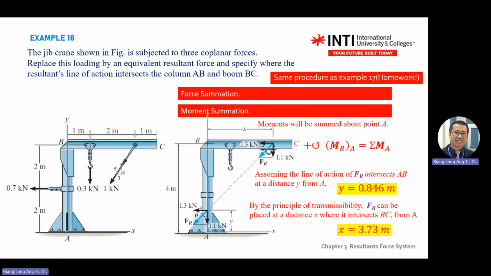Okay, from A, if you put here, you are having this resultant, you have 1.1 multiplied by the x plus 1.3 multiplied by the length of 4. If you put here, you have two moments. One is anti-clockwise, one is clockwise. Sorry, one clockwise, one anti-clockwise on the left-hand side equation.